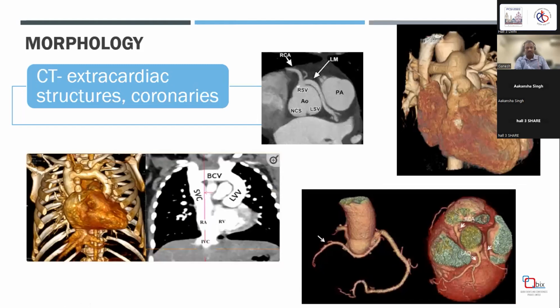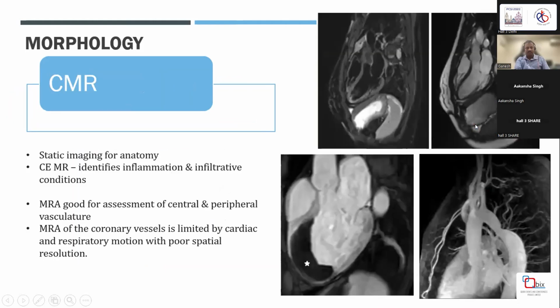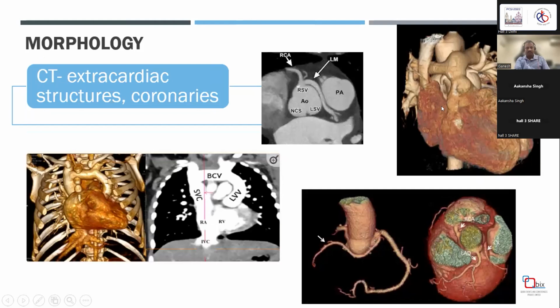Then CT. We have to know what is good for what situation, and that's what we're trying to focus on in this session. CT is better for extracardiac structures than intracardiac. This example shows you a nice supracardiac TAPVC going into the SVC. Then coronaries. For coronary anatomy, CT is much better than MRI. It gives you beautiful delineation of anomalous coronary arteries. And then there's 3D reconstruction of CT that gives you structures like this case, where there's a Lecompte maneuver done post-transposition of the great arteries.